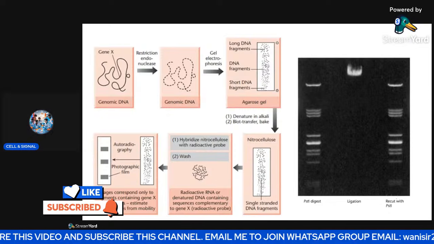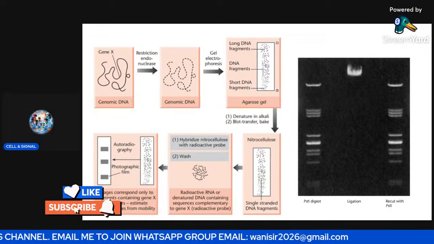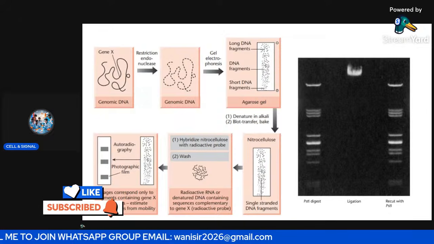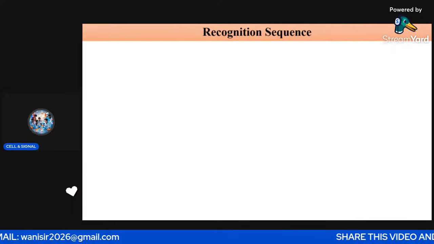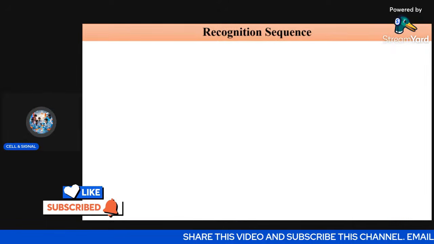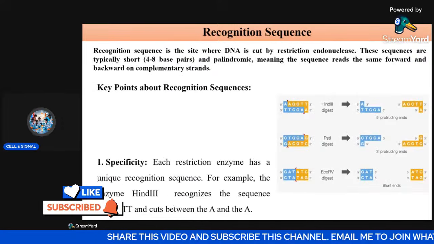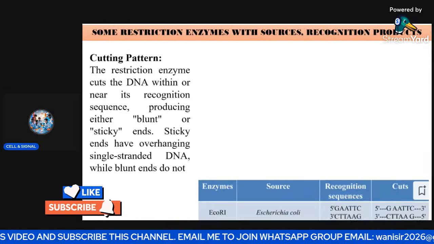This is a recut with PstI, and this is a PstI digest, and this is the ligation site. This is how we recognize the DNA. Now in the next video, we will start understanding what a recognition site is, and some restriction enzymes with their sources and recognition sites.